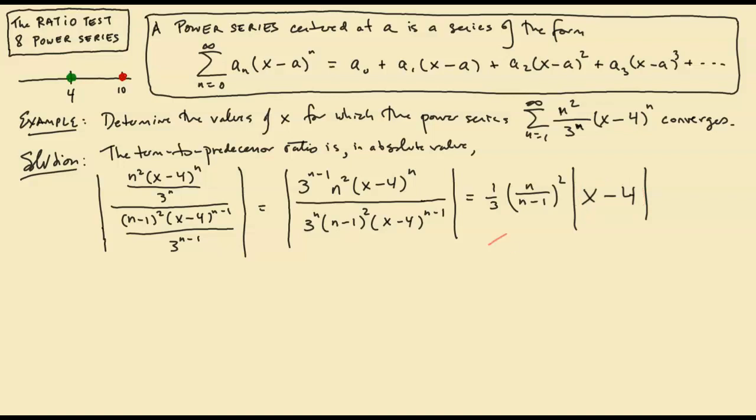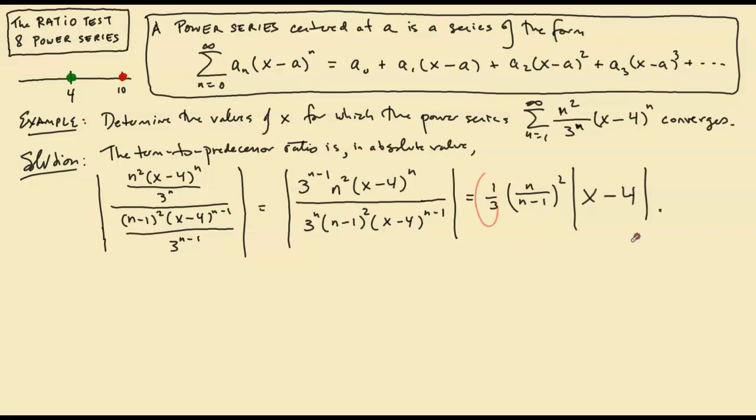But lest we forget, what does this all represent? Oh, good thing I wrote it down. That's the term-to-predecessor ratio in absolute value of this power series. Why do we care about the term-to-predecessor ratio? Because its limit, as n goes to infinity, tells me something about the series. Okay, well, what happens to this expression as n goes to infinity?